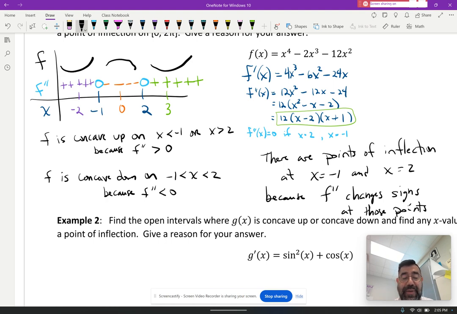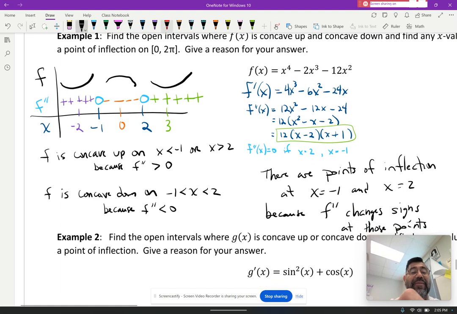I think that one might have been the one that has the domain of 0 to 2 pi. I think he might have put this a little bit early. I think that one maybe goes for example 2. But we'll come back and we'll take a look at that. But we'll practice the process.